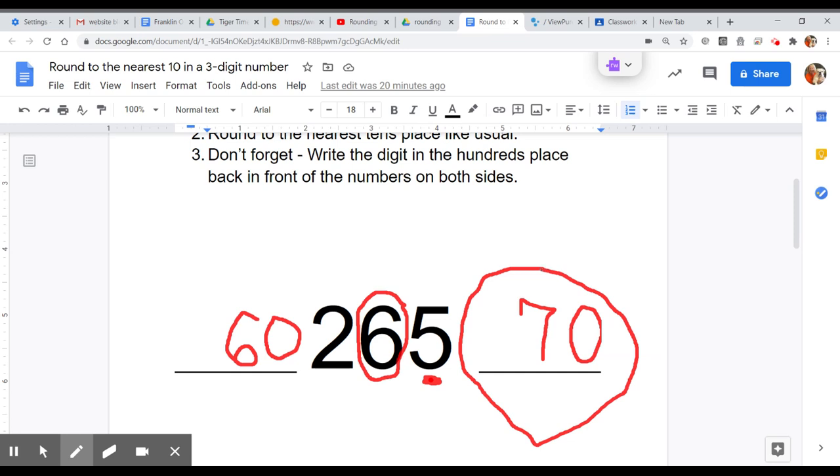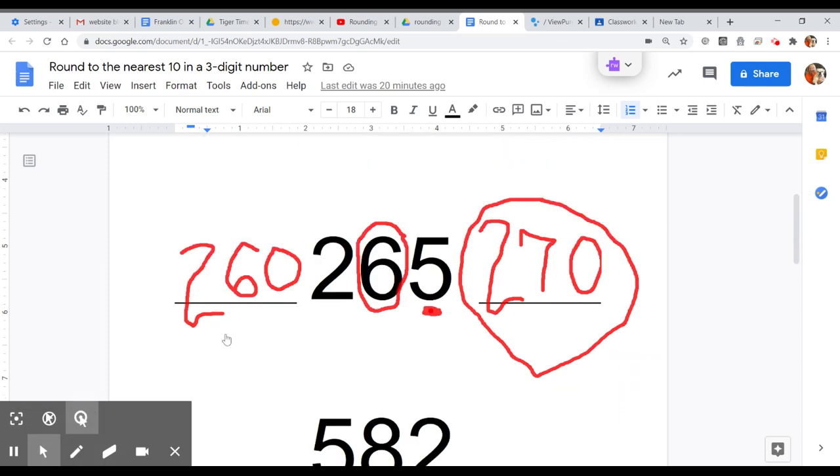So I'm going to circle 70 because 65 is going to round to 70. But wait a second, my real number is 265. And this is where you go back and add in that 2 for 200. So 265 is rounded to 270.